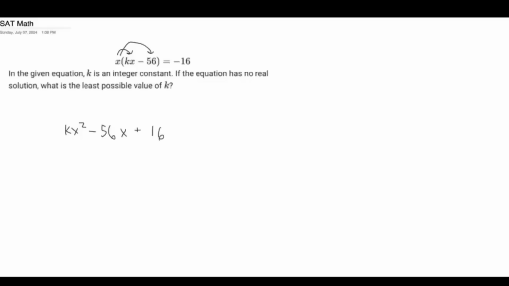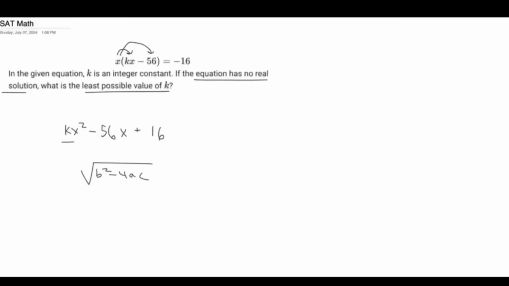So what we're trying to find is the least possible value of k, the coefficient in front of our x squared term, such that the equation has no real solution. So when it is a no real solution question, or maybe it's asking if it has one solution, you're always going to be looking at the discriminant when dealing with that quadratic. The discriminant is just b squared minus 4ac, right? So basically what happens with the discriminant is that when the discriminant is a negative number, there's going to be no real solution.